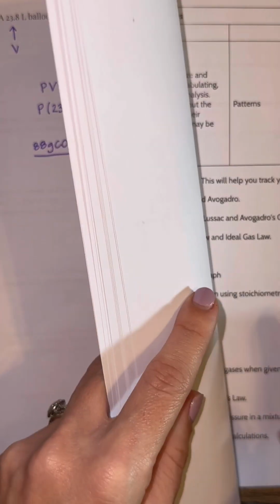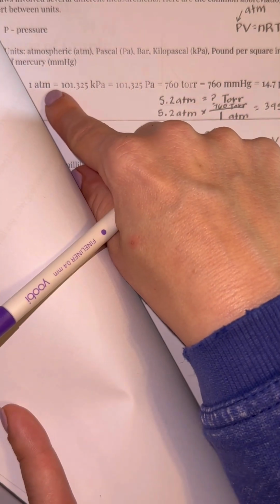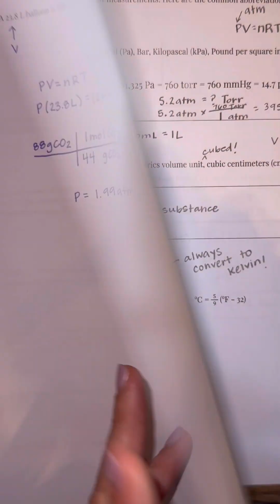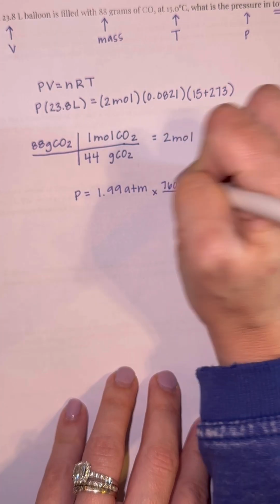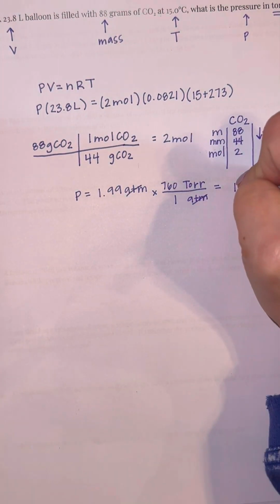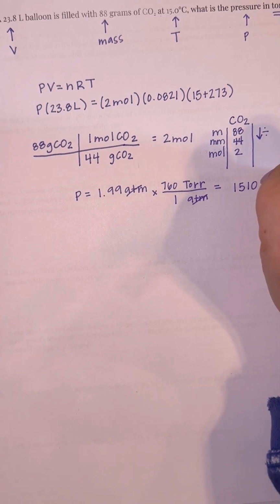So the way you're going to go from ATM to torr, you're going to go back to this first page. Over here, 1 ATM is 760 torr. So 1 ATM, 760 torr, 510 torr.